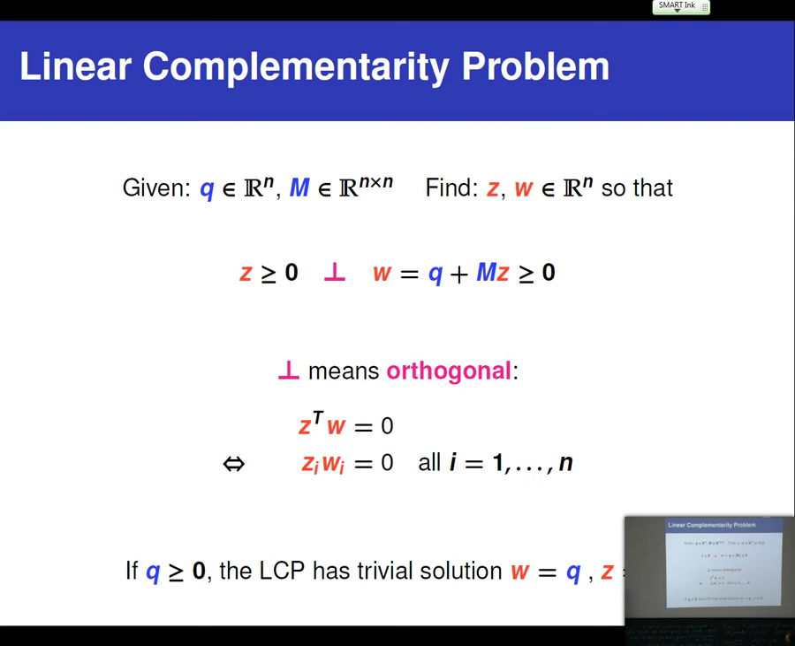Okay then, it's more important to note this for the actual exposition of Lemke's algorithm, but anyway, it's worth noting that if q is non-negative, we immediately have a trivial solution to the LCP. So if q is already non-negative, we can set z to be 0. q is non-negative, so w is non-negative. And because we've set z equal to 0, we satisfy all the complementarity conditions. And actually, that's a way that you use that kind of idea in Lemke's algorithm to initialize it.